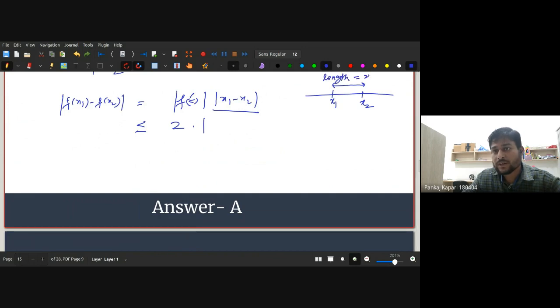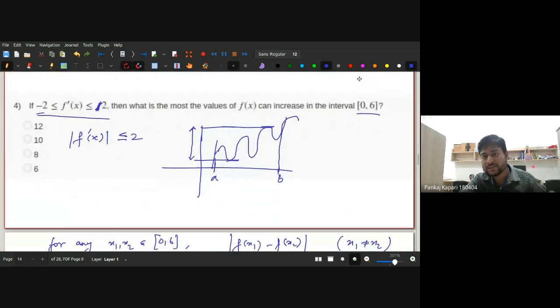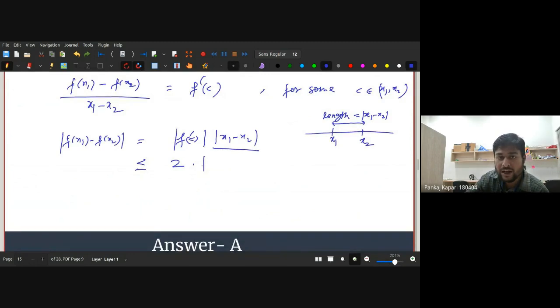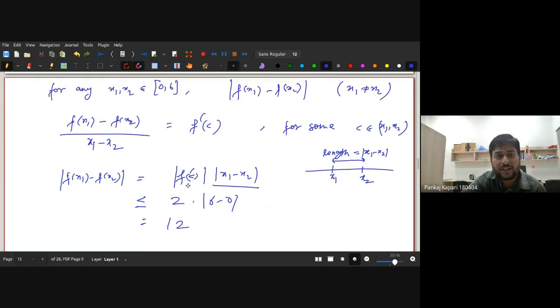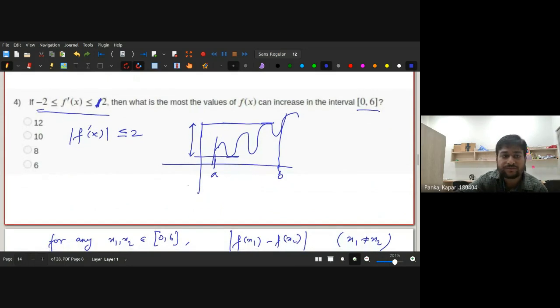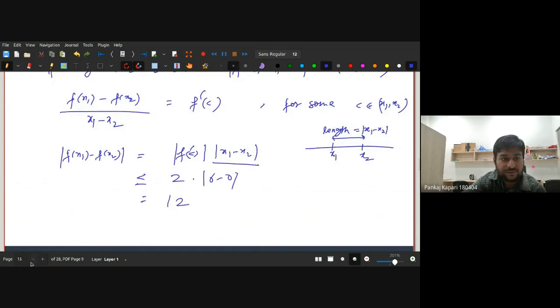So the length of this interval is modulus of x1 minus x2. Now this length can be maximum 6, right? Because we are given that this function is differentiable and everything in the interval 0 comma 6, so it can be at max 6, right? So this is 12. So the function can increase at most 12 in this interval. The first option is correct here. So any questions?